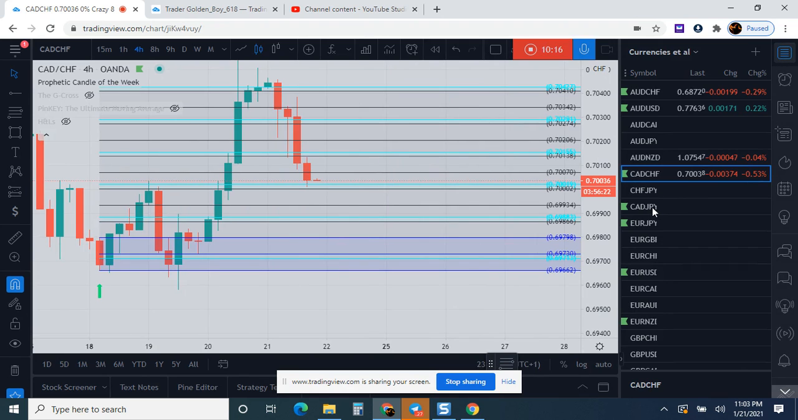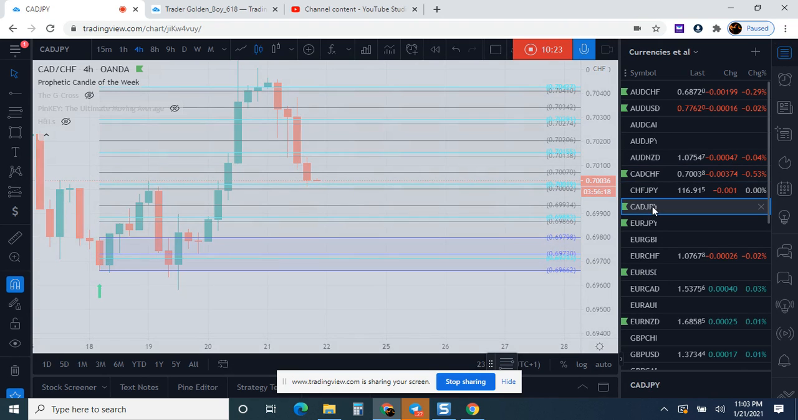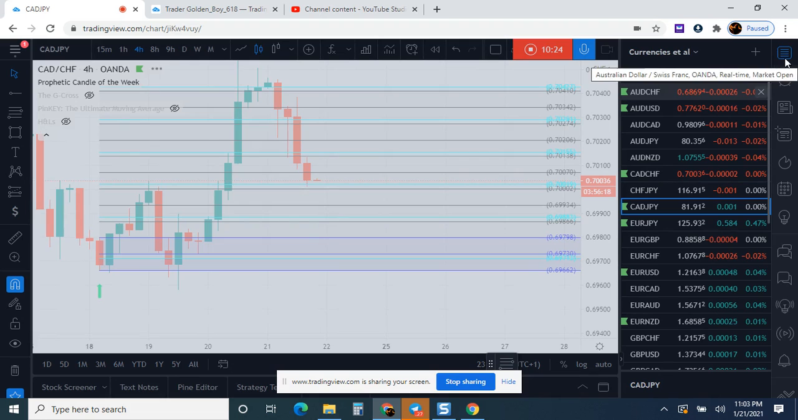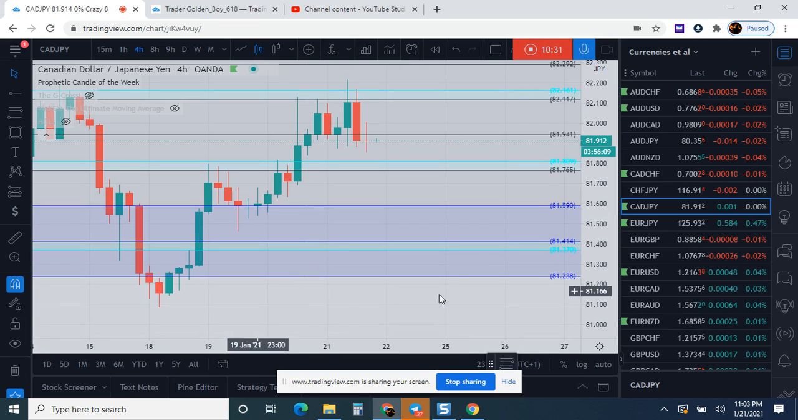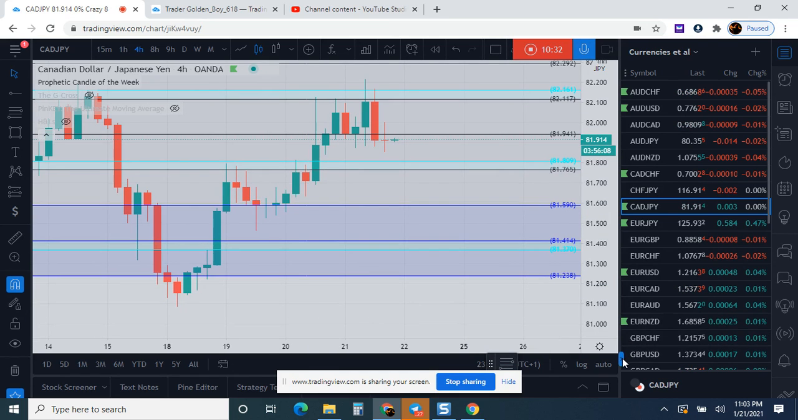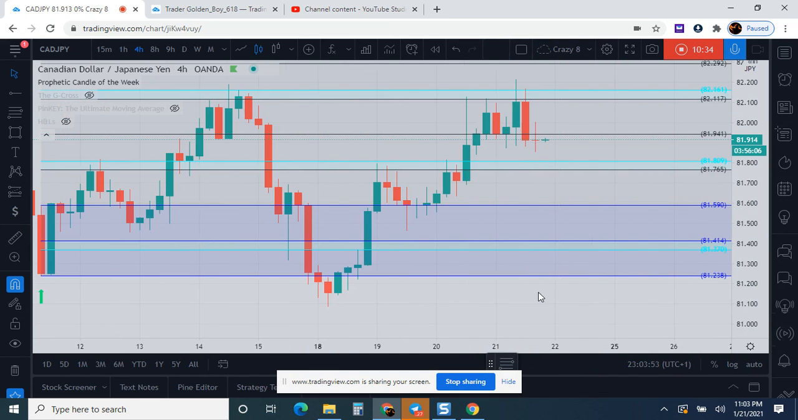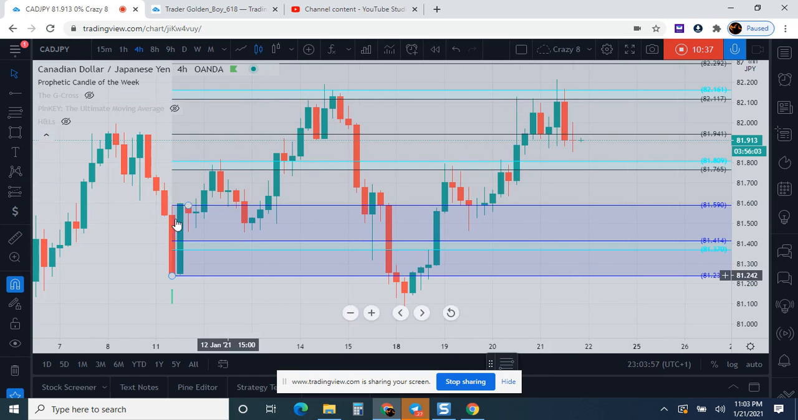Let's see CAD JPY. Let's see if we're able to find something interesting with CAD JPY. I'm interested in Euro USD. I hope we have enough time to get to Euro USD in this broadcast. So here we are. The last prophetic candle that came, breakout, came back for a retest, never really got to preferred entry, but was in our buy zone, TP1, TP2 hit.